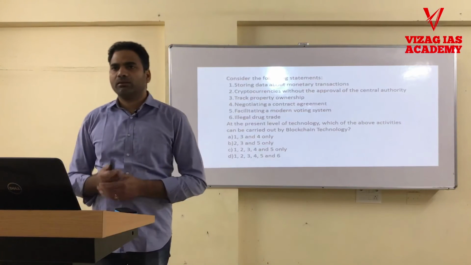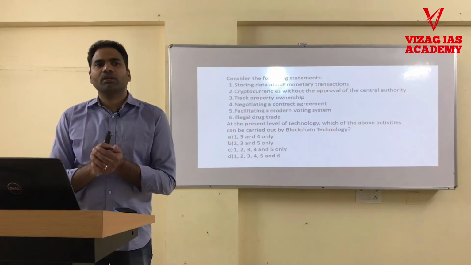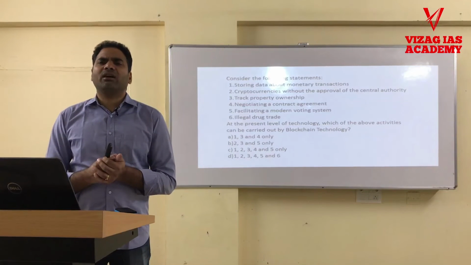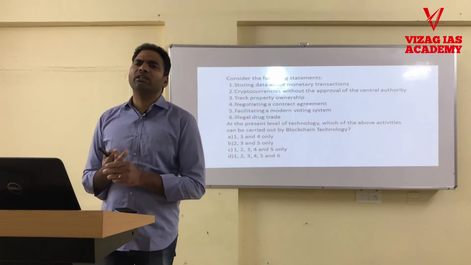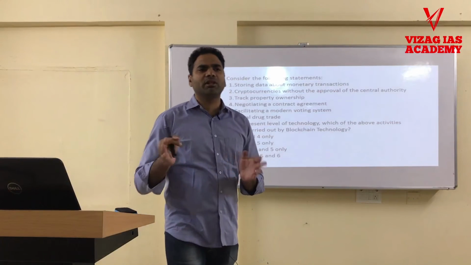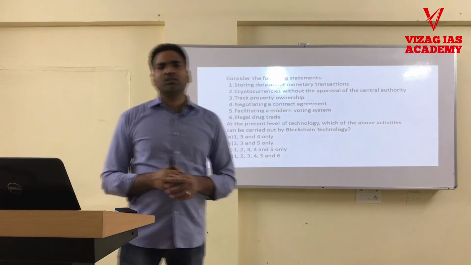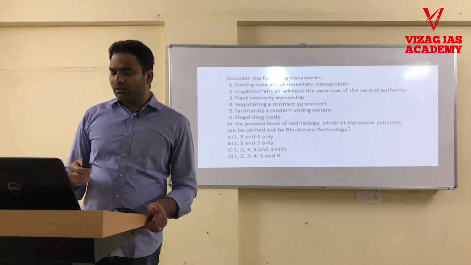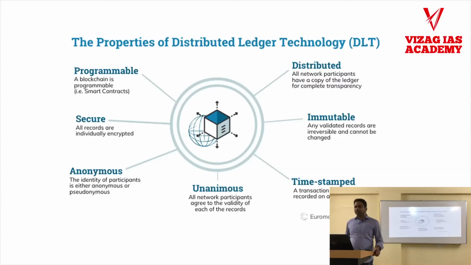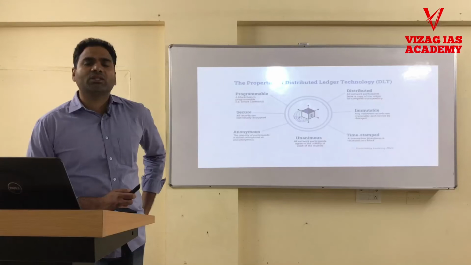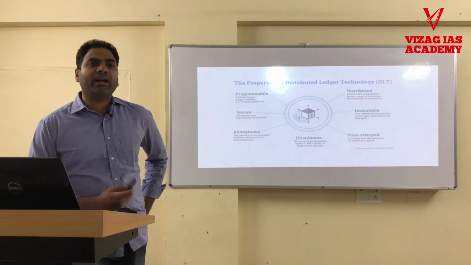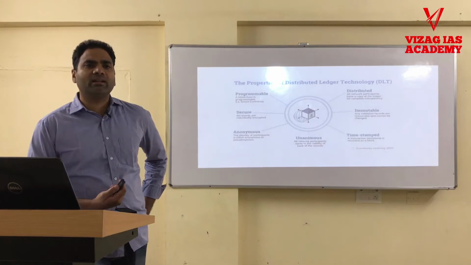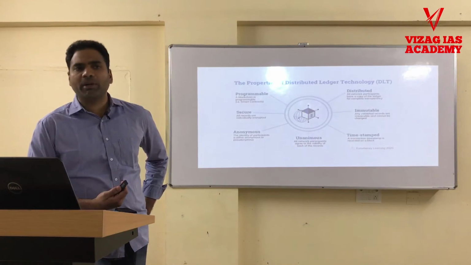Blockchain applications. Most people think that blockchain is synonymous with cryptocurrency. It's not like that. Cryptocurrency is just one application. There are a number of applications. There are a couple of properties. I have discussed immutable. Any validated records are irreversible and cannot be changed. So you can maintain land records, you can maintain monetary trail, you can maintain many other things using this property of immutability.